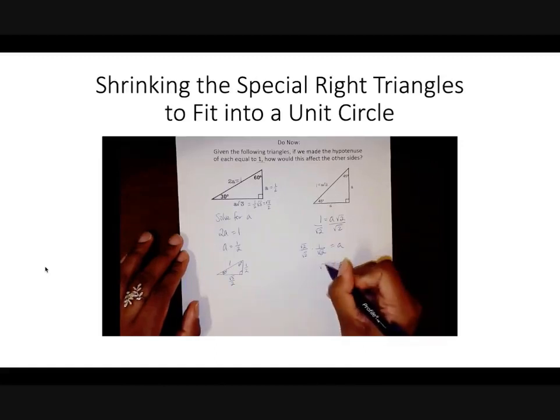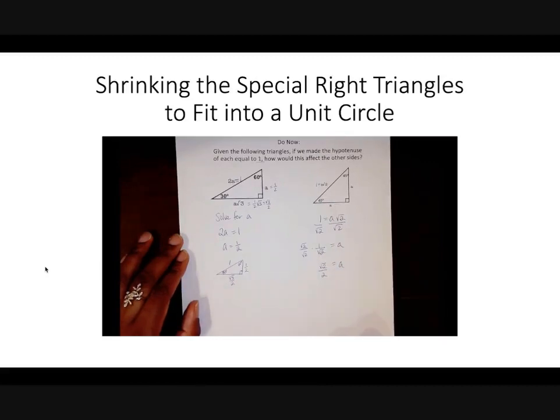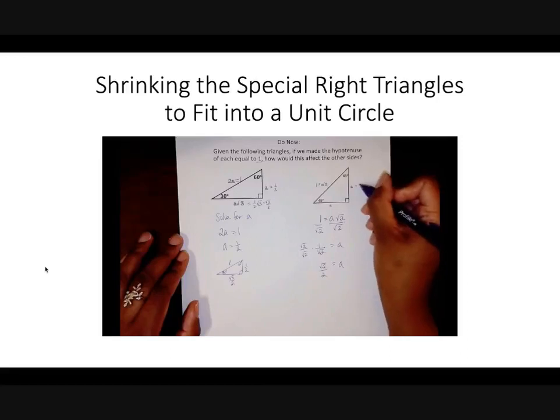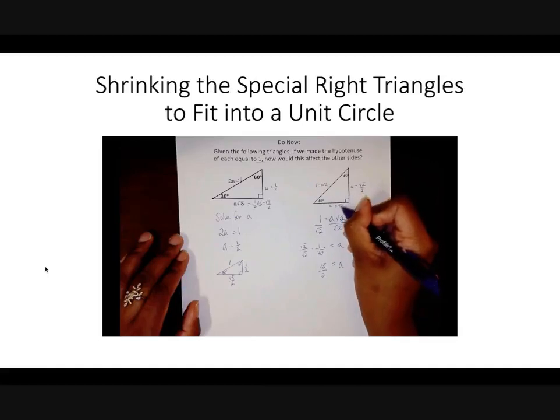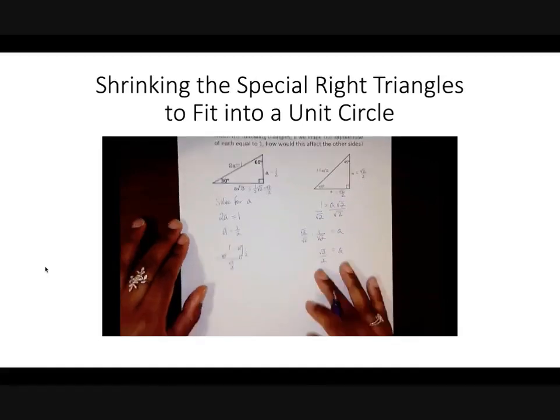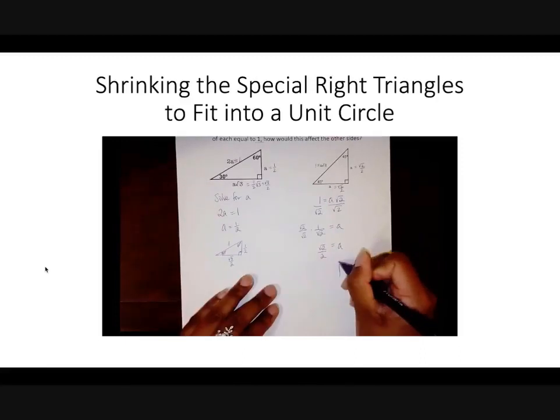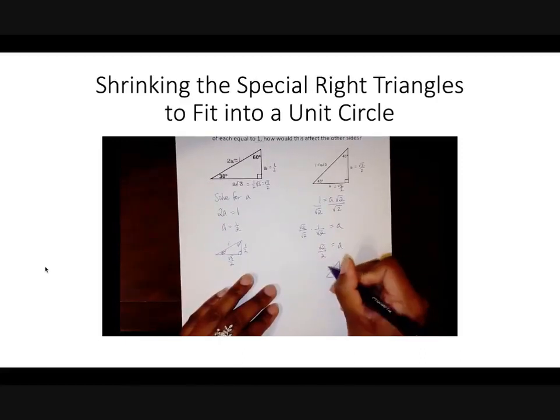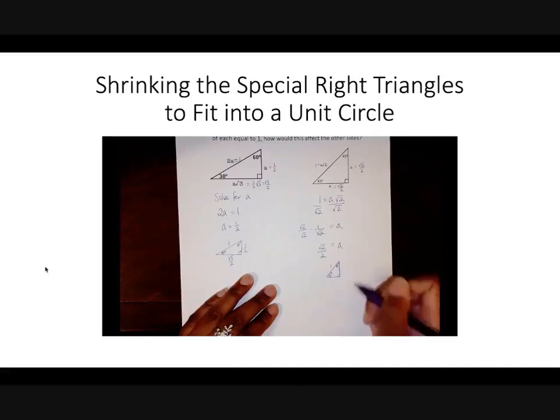So this is now the square root of 2 divided by 2. We can now take this information and add it here. The square root of 2 divided by 2, and the square root of 2 divided by 2. So now, when we've dilated that special right triangle, we now have that the hypotenuse is 1, and that the two sides of this isosceles right triangle are the square root of 2 divided by 2, and the square root of 2 divided by 2.